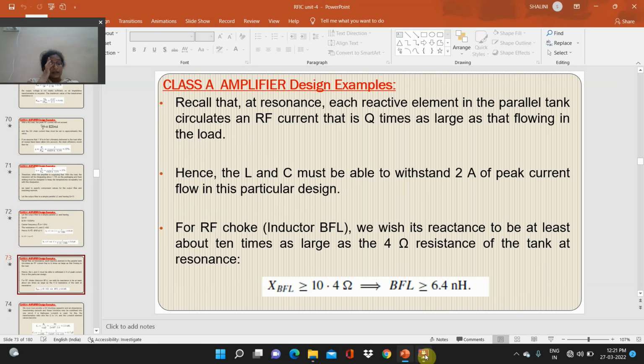Class A amplifier design examples. Recall that at resonance, each reactive element in the parallel tank circulates an RF current that is Q times as large as that flowing in the load. Hence, the L and C must be able to withstand 2 amperes of peak current flow in this particular design. For the RF choke, we wish its reactance to be at least about 10 times as large as the 4 ohm resistance of the tank at resonance.